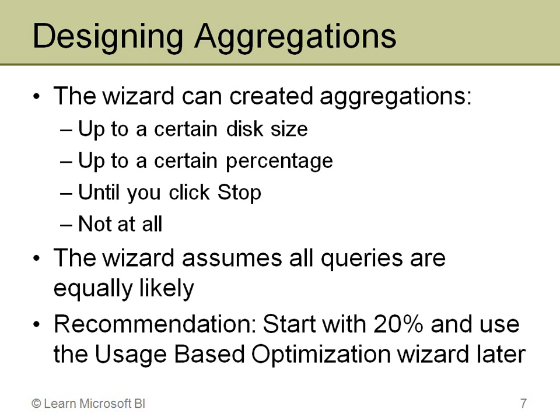And so once you get a pattern of actual usage and start building aggregations based on those, you'll get much better performance, hopefully, but you'll certainly get better aggregations designed to match actual usage. So a lot of times I recommend to people just start with 20%. That's fine for getting started. And then whatever your peak usage is, log that, and then run this usage-based optimization wizard. I'll have a whole video on the usage-based optimization wizard, or UBO for short, later.